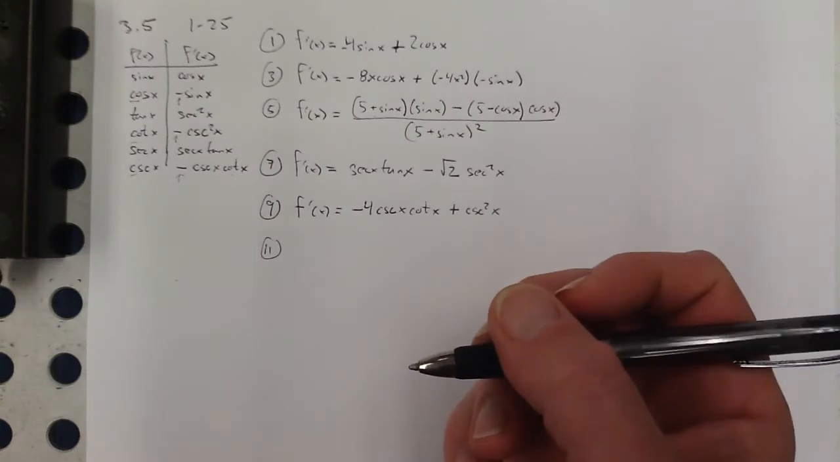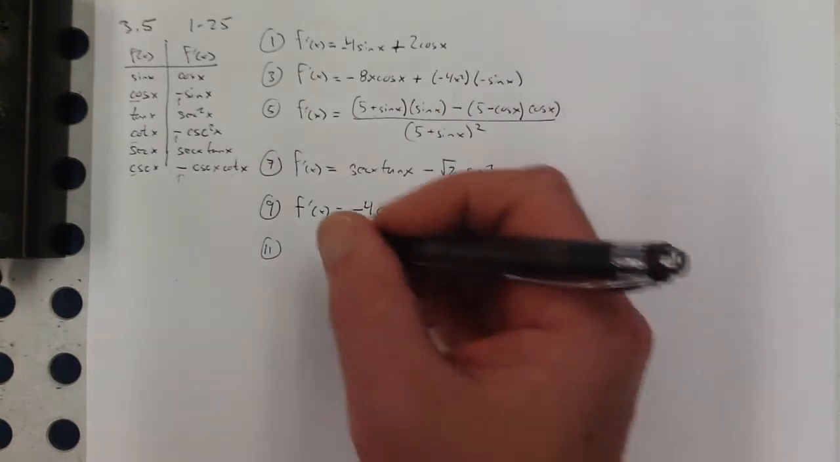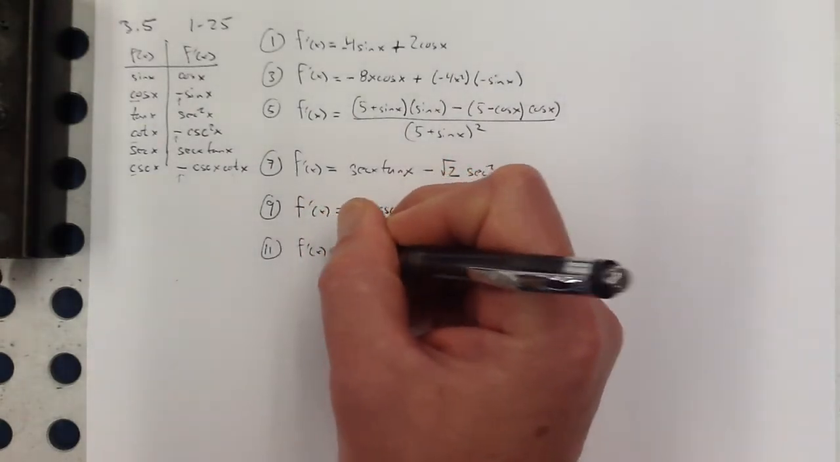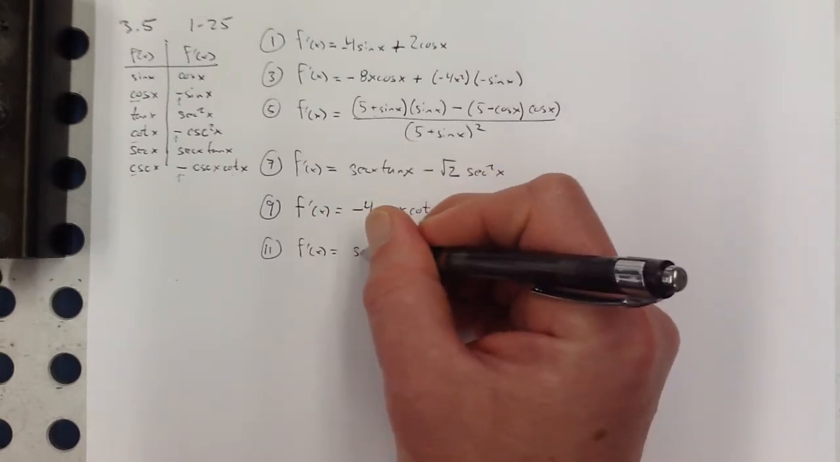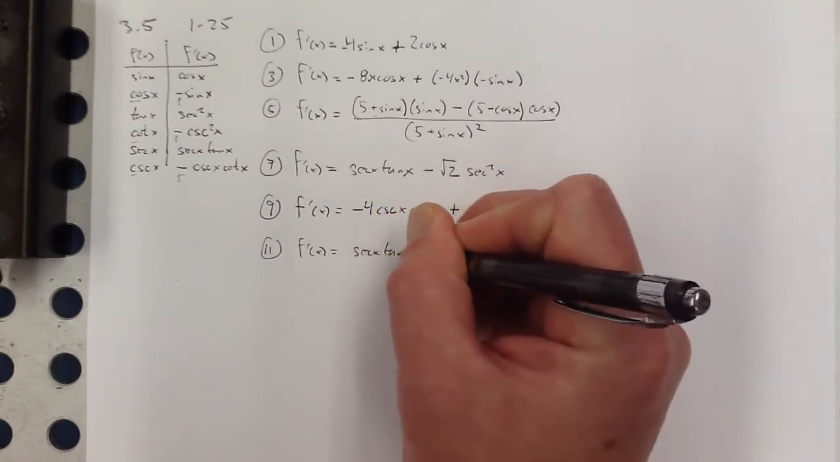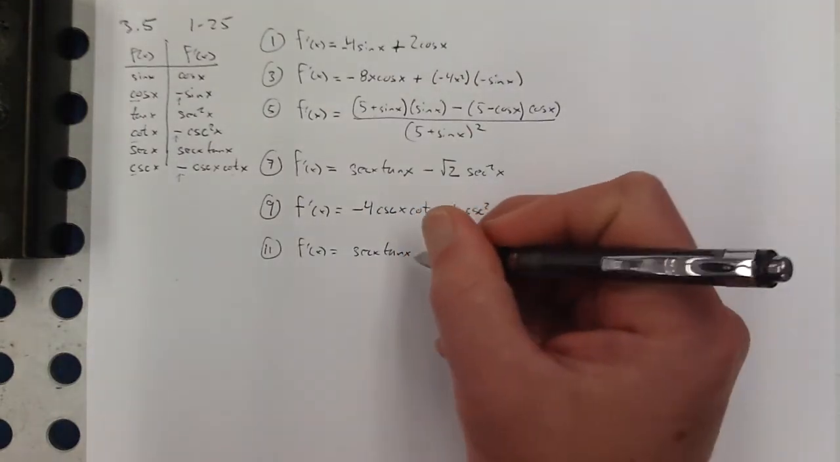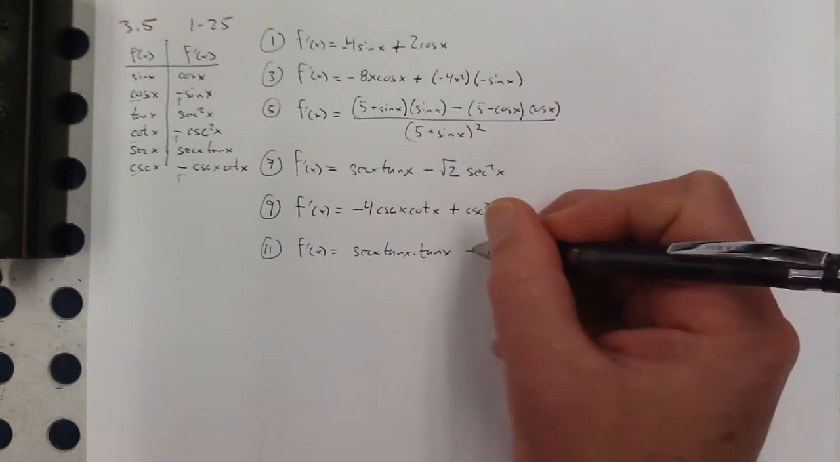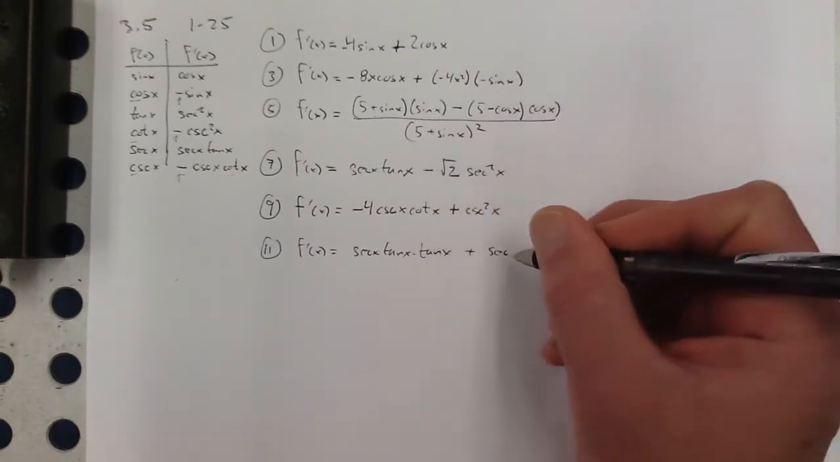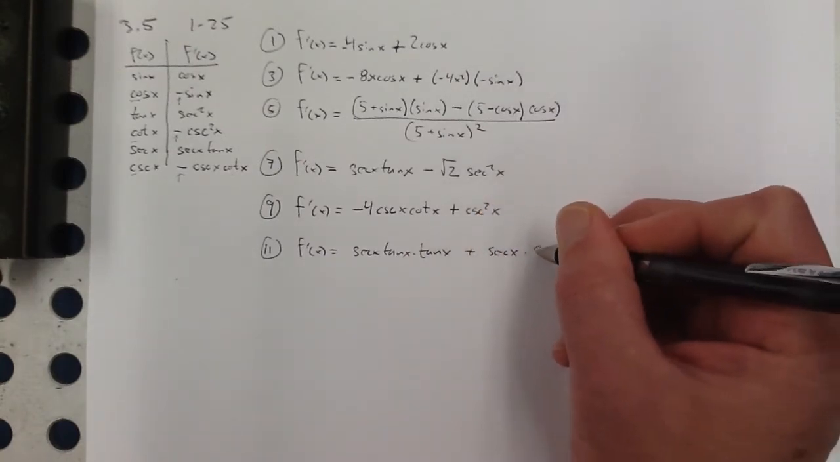Number 11, the derivative of secant x tangent x. I'm going to have to do the product rule there. Derivative of the first times the second plus the first times the derivative of the second.